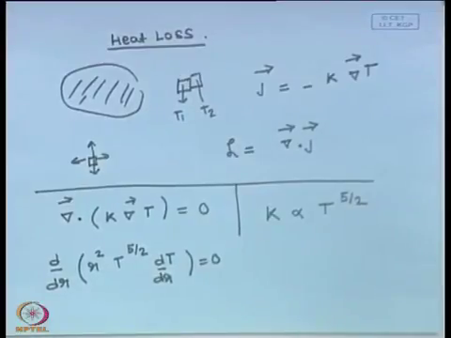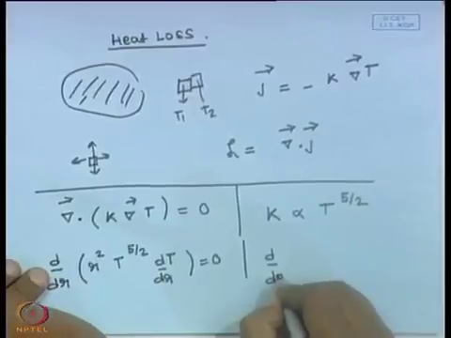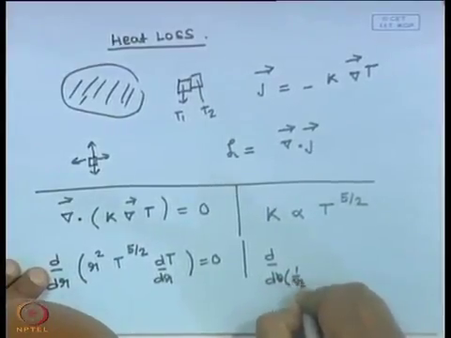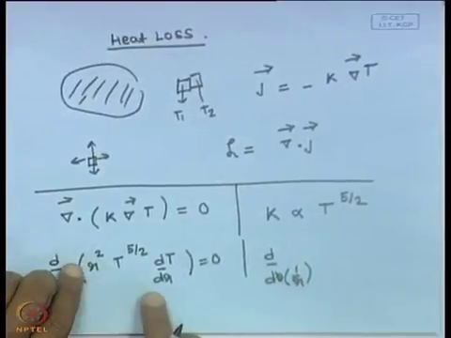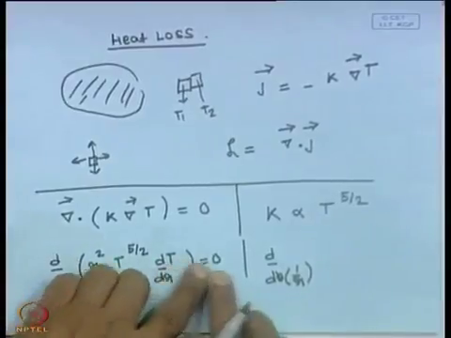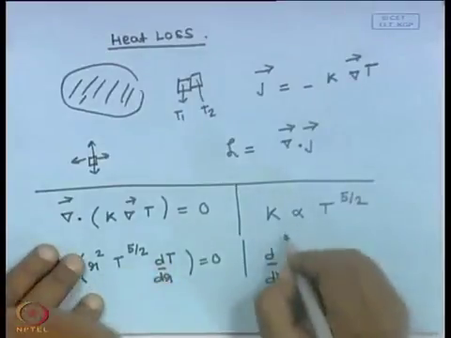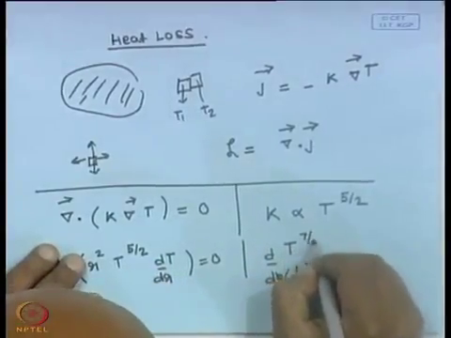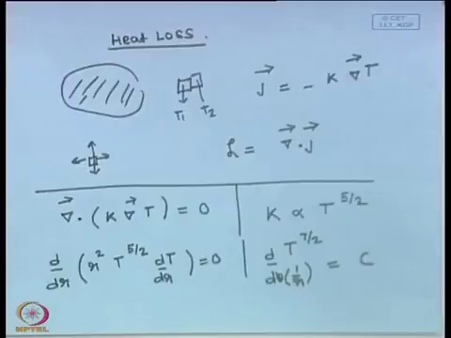We can write this as d by dr of 1/r. If you do the d by dr of 1/r, you will get 1/r square by dr with a negative sign, which does not matter because it is equal to 0. So, d by dr of 1/r times T to the power 7/2 is a constant. This is what it tells us. This equation will give us a solution to this.